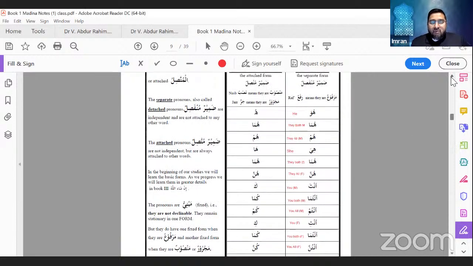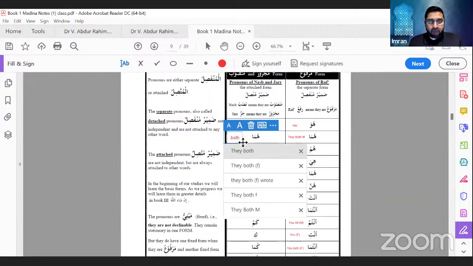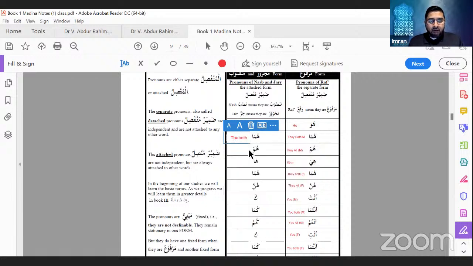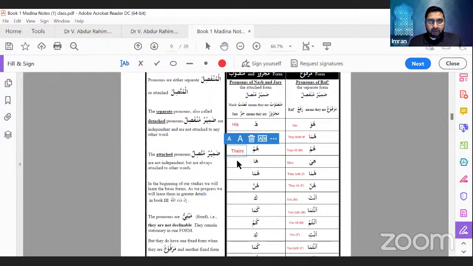Remember that we have the personal pronouns and the possessive pronouns. Like he in English, over here this represents his. Hu represents his. And huma means their both. I'll translate that: huma will be translated as they're both. And hum means theirs. And ha means hers.